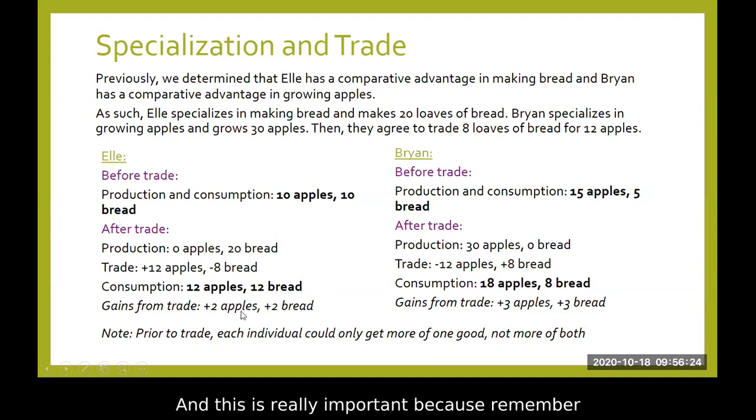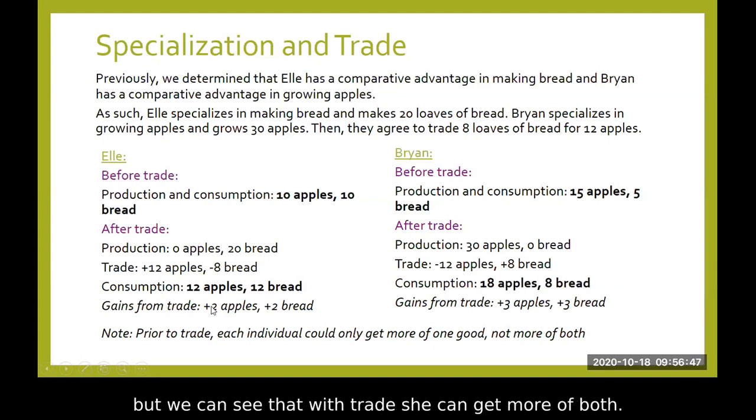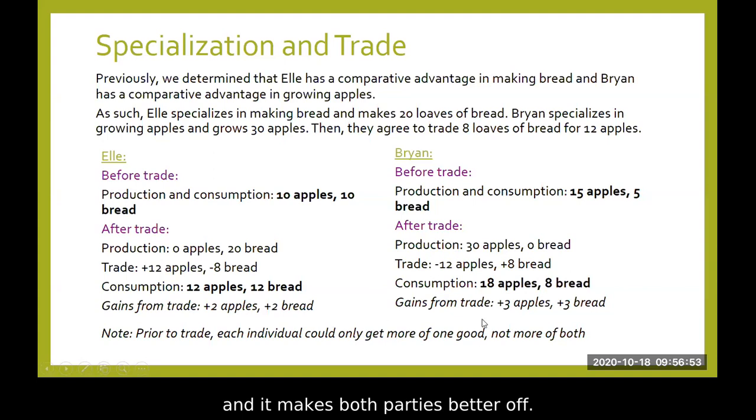And this is really important because remember that before trade, if Elle wanted to get more apples, for example, she would get less bread because she'd have to dedicate more time to growing apples, which would leave her with less time to make bread. So she could get more apples, but it would be at the expense of some bread. Or if she wanted more bread, she'd have to give up some apples. So she couldn't get more of both. But we can see that with trade, she can get more of both. So this is why trade is really, really beneficial, and it makes both parties better off.